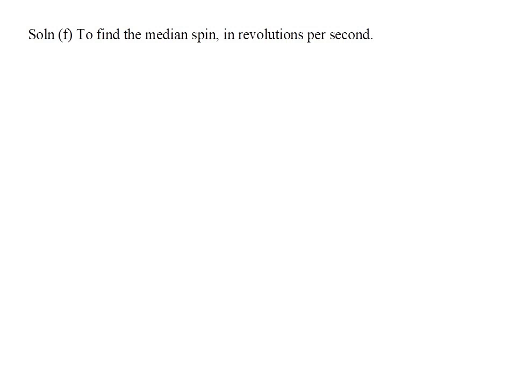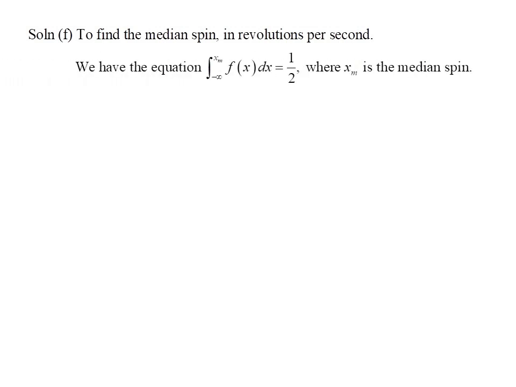Part F of this question is to find the median spin. According to the definition of the median and its relevant formula, we have the equation, the integral from negative infinity to x sub m of f of x dx equals 1 over 2, where x sub m is the median spin. Since the integral from 0 to 20 of x over 500 dx equals x squared over 1000 valued from 0 to 20, which equals 0.4, which is less than 0.5.